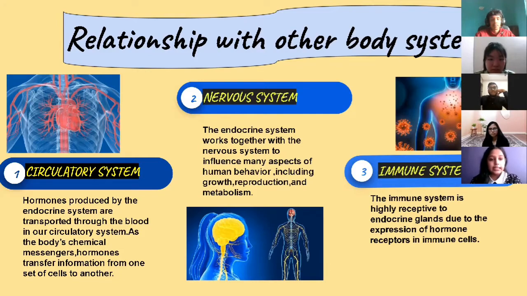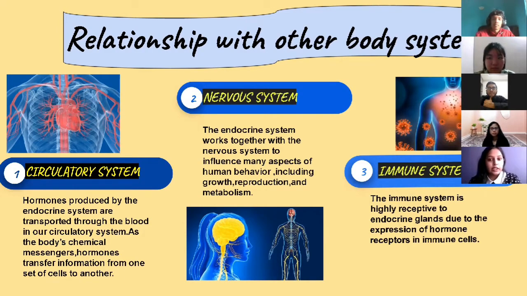The next system I will be talking about is the nervous system. When the hormones released by one gland arrive at receptor tissue or other glands, these receiving receptors may trigger the release of other hormones, resulting in a series of complex chemical reactions. The endocrine system works together with the nervous system to influence many aspects of human behavior, including growth, reproduction, and metabolism. The endocrine system also plays an important role in humans' emotions.